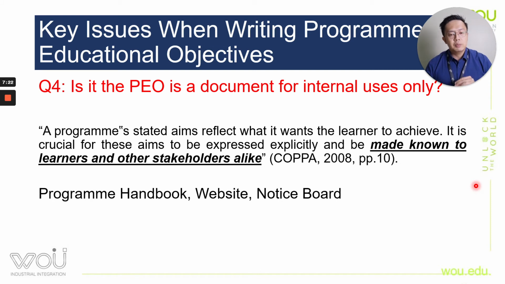So this means that we are supposed to inform our students and other stakeholders what our program education objective is. It is a common practice nowadays that universities incorporate their program education objective into their program handbook, put it on their website, and put it on the school notice board, so that it is made known to everyone, the learners and also the stakeholders. So that's why the PO is not an internal document, but in fact it should be communicated explicitly to everyone who is interested in this program or who is already in the program.